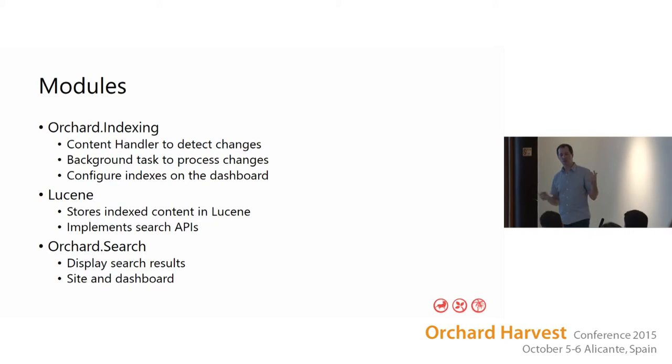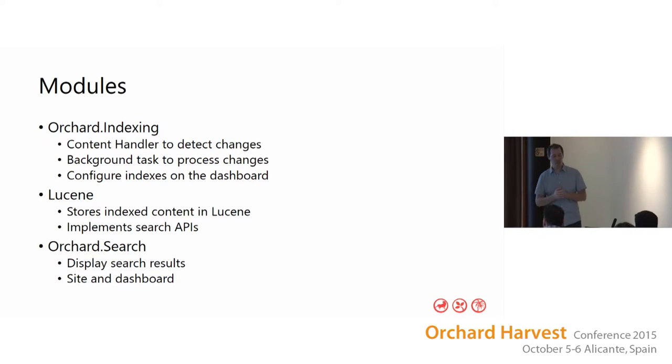It's based on content handlers. The indexing module defines some content handlers to detect changes in the content item. It also has a background task, or we'll see later in the future a background job, to process changes. Whenever it detects changes, it will track the change, and the background task will process this change. It also lets you configure indexes within Orchard from the admin.